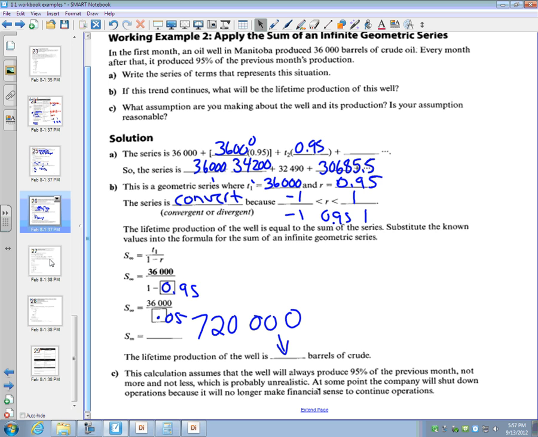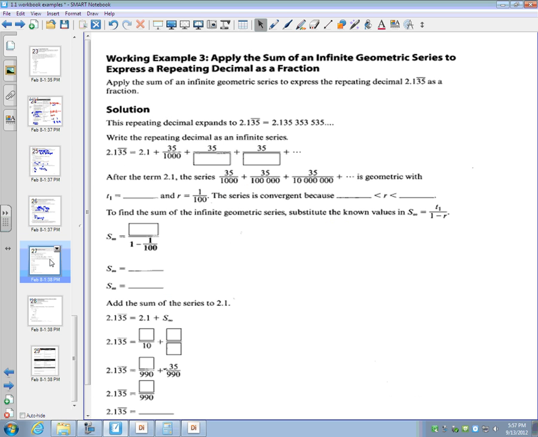Okay, with you guys, I'm going to show you where we do a repeating decimal as a fraction. This is really important, so we're going to do this together in class. But other than that, I think you guys are ready to go.